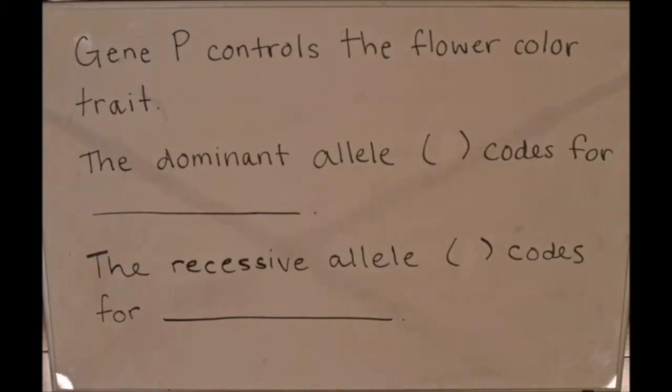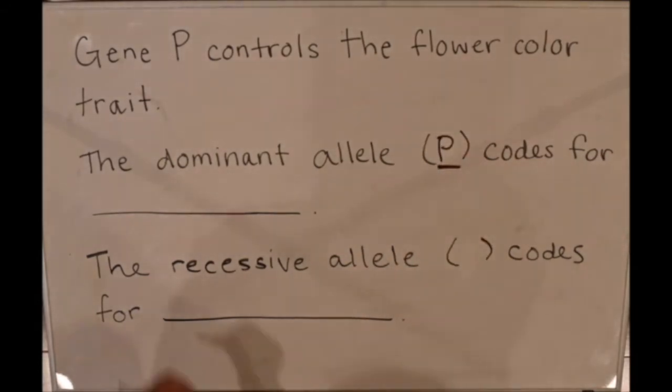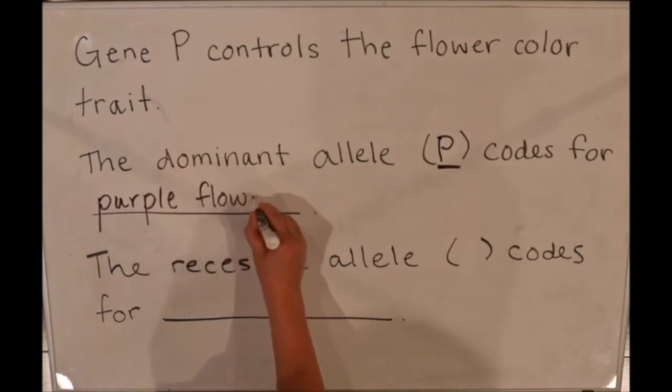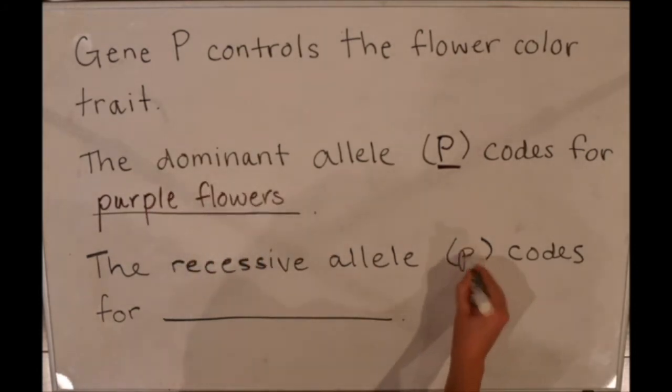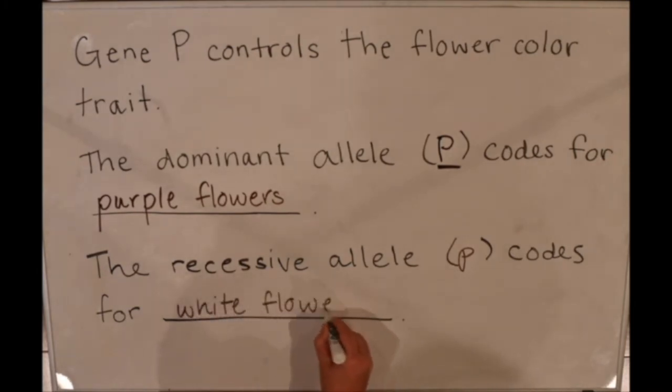We'll keep talking in terms of pea plants because that's what we're most familiar with. Let's say that gene P controls the flower color trait. The dominant allele, which is indicated with an uppercase P, codes for purple flowers. The recessive allele, which is indicated with a lowercase p, codes for white flowers.